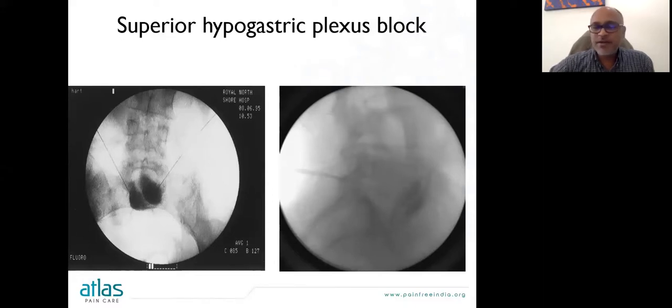And the side effects are pretty much the same as with all the other sympathetic plexus blocks. So you typically get hypotension, the risk of hematoma, and pain for a couple of days after the procedure. So nothing different from the other plexus blocks like the celiac plexus block. Next slide, please.